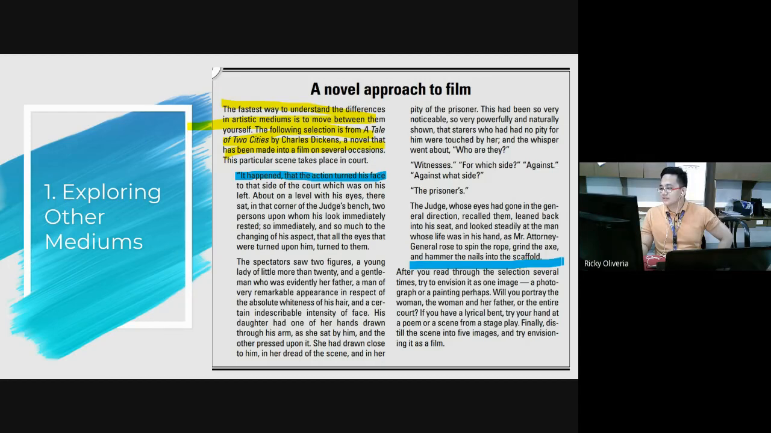Okay? So, hanggang dito lang man. Okay? So, this had been so very noticeable, so very powerfully and naturally shown, that starers who had no pity for him were touched by her, and the whisper went about, who are they? Witness. For which side? Against what side? The prisoner. So, basing from here, okay, anong gagawin nyo?